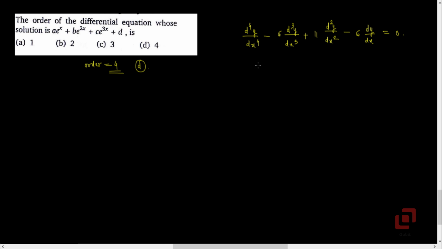This differential equation is a linear differential equation of 4th order with constant coefficients. Why am I calling it a differential equation with constant coefficients? Because if you look at the coefficients of all the derivatives, they are not functions of x, but they are constants, which are 1, minus 6, 11 and minus 6 respectively.